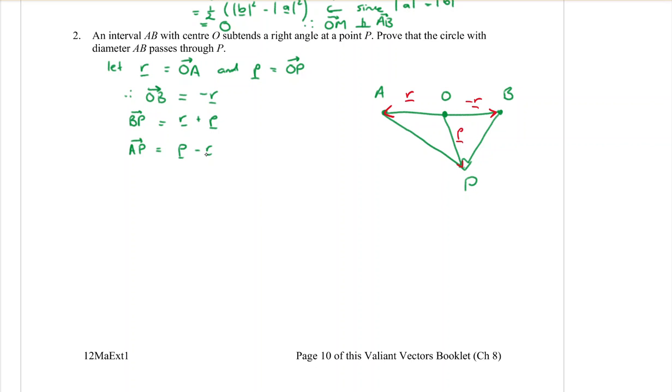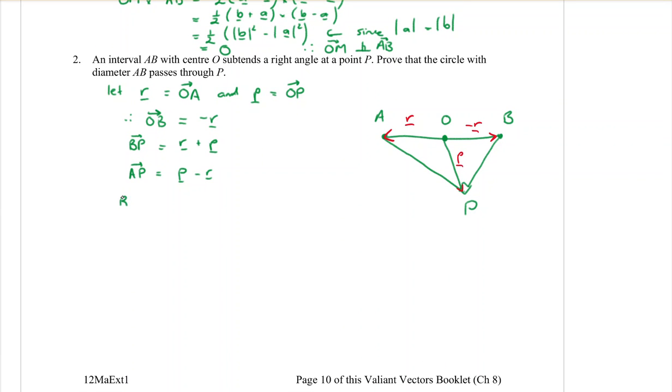I know that those two vectors are making a right angle. So I know that BP times by AP is going to be equal to 0. I don't have to prove that this time. I'm told that there's a right angle there, so I'm using that. So if I sub in for BP that I have vector R plus vector P that I just found, and for AP that's P minus R is equal to 0.